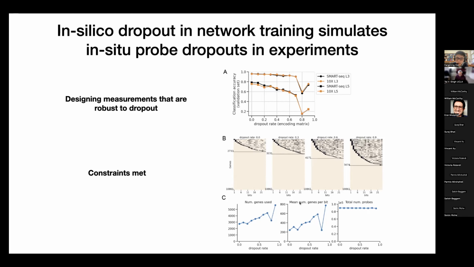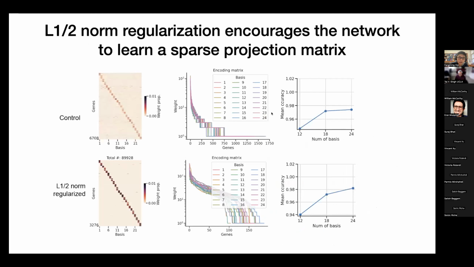So here are some plots showing that as you increase the dropout rate, you can still achieve a very stable classification accuracy. But with different dropout rates, they come up with different projections. Another thing to do is we can add sparsity constraints, to tighten up the basis even more.